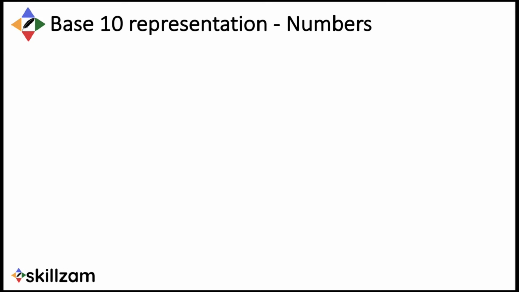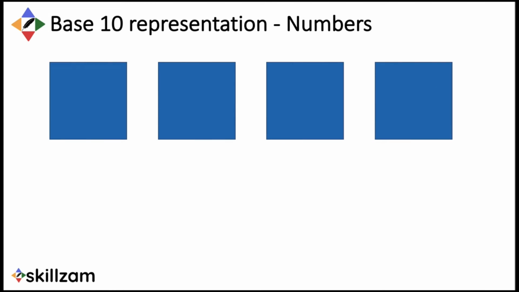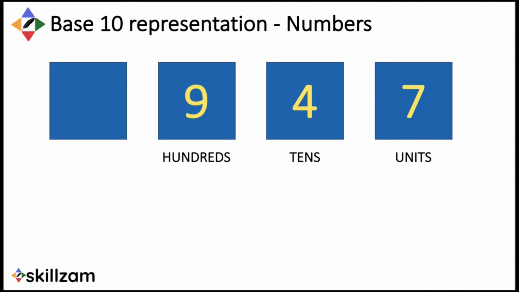Base 10 representation of numbers. Let us now understand with an example how to represent a decimal number in base 10 notation. Now consider a 4-digit decimal number. Each digit has a unique position. In our example, 7 is in the units place, 4 is in the tens place, 9 is in the hundreds place, and 1 is in the thousands place. You can go further with the 10,000s place and so on.